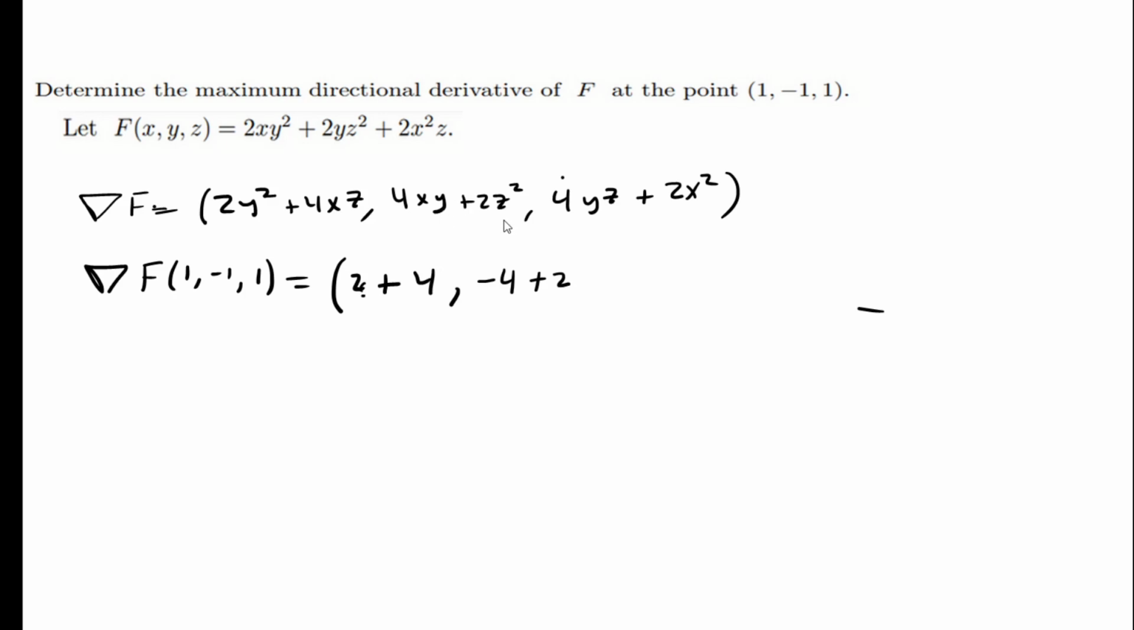So that's -4 plus 2, and then y times z, that's going to be -4 plus 2, which is 6, minus 2, minus 2. All right, so this is the direction that the maximum derivative is in. It's not necessarily the unit vector in that direction. We want to determine the maximum directional derivative. The maximum directional derivative is going to be the norm of this vector. So this gives us the direction, and the length is also the magnitude.